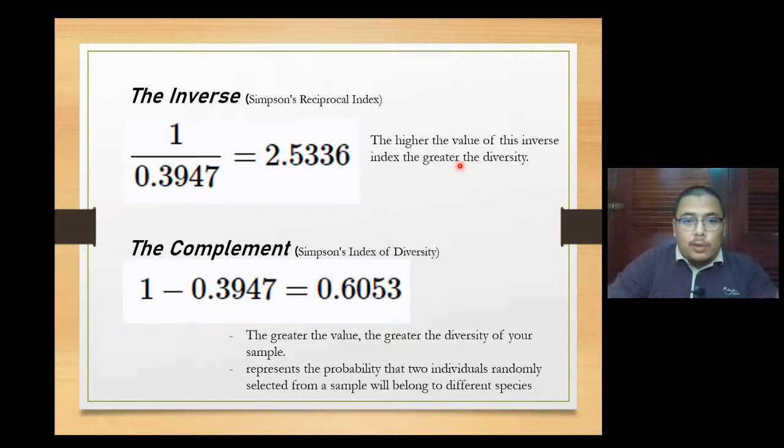So if you use the complement to Simpson's index, which is here, the Simpson index of diversity, the value will become 0.6053. So this version of the index has values ranging from 0 to 1. Now, the greater the value, compared to the Simpson index, the greater the diversity of your sample. So the complement represents the probability that two individuals randomly selected from a sample will belong to different species. So it is very important to clearly state which version of the Simpson diversity index you are using when comparing diversity.